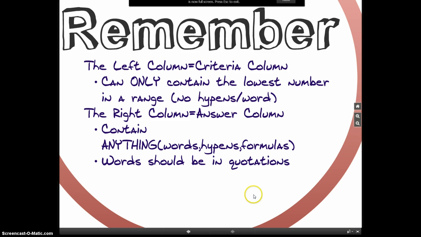And that's going to be it for our VLOOKUP formulas. We're going to practice something next, so I'll see you then.